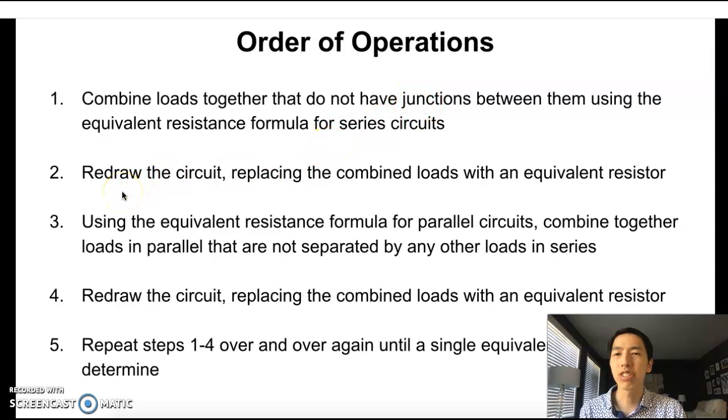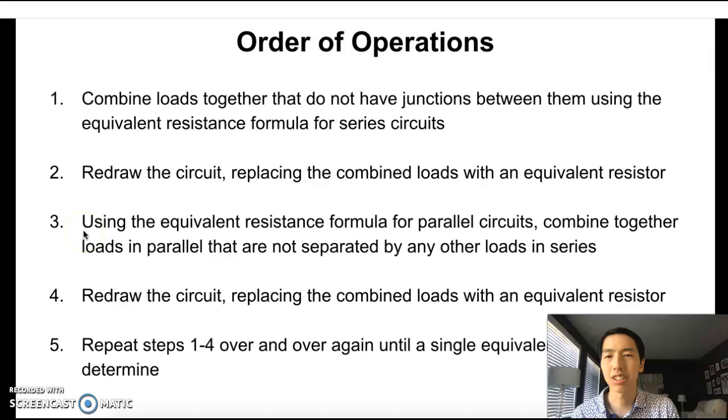Then once you've done that, you redraw the circuit, replacing the loads that you just combined together with a single equivalent resistor. So if you took two light bulb resistances that are right beside each other and added them together in series to get a total resistance, then you need to redraw the circuit, replacing those two light bulbs with one resistor and label it with the new resistance you found.